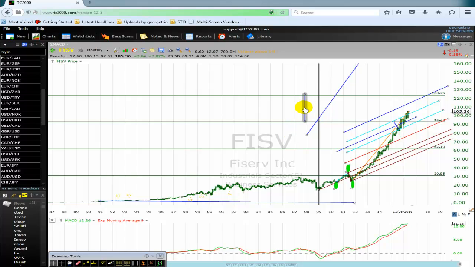So if you are trading this stock, Fiserv, there are key levels that you want to remember. The current key level is 93.25, and there is another key level at 123.75, and the midpoint right now is in a zone of 109.67.